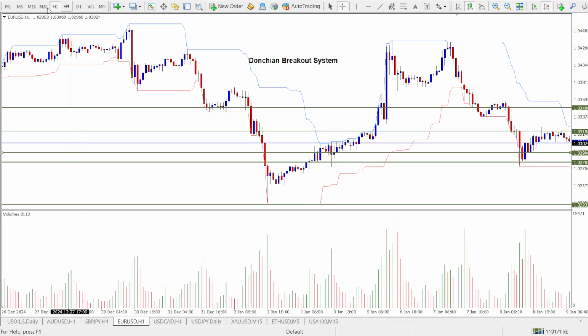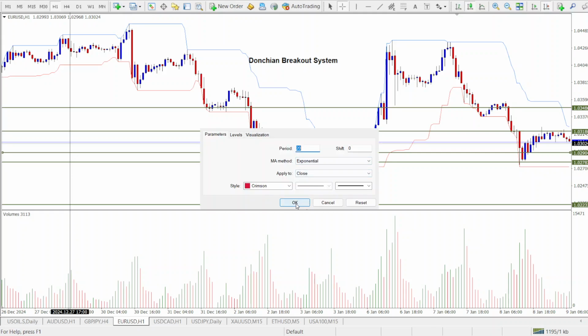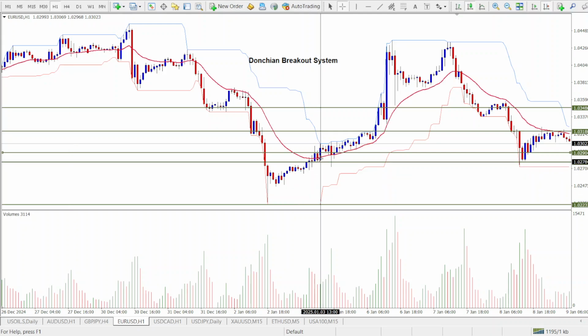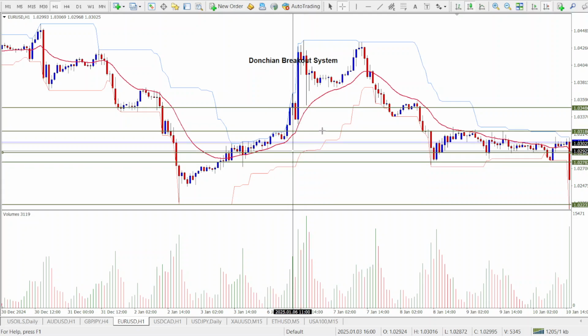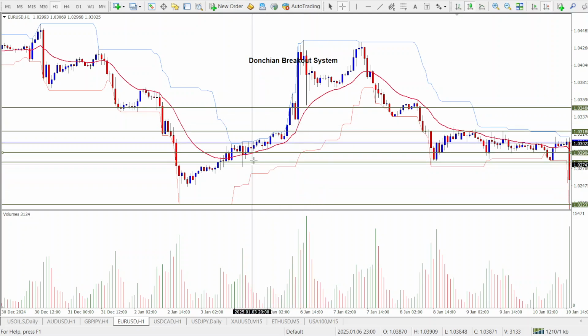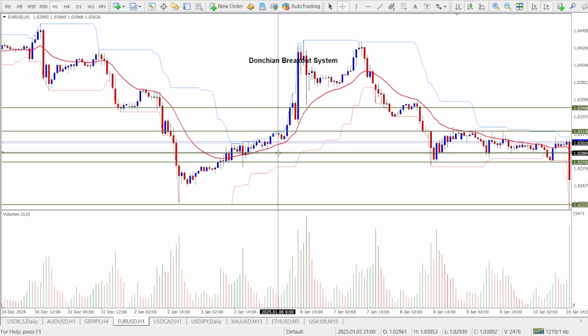And then secondly, you can actually decide to add moving averages to your chart as well, right? You can use moving averages to confirm the overall trend direction before entering a trade. For example, if the price is above the moving average, you can focus on buy signals. If the price is below the moving average, you can focus on sell signals.